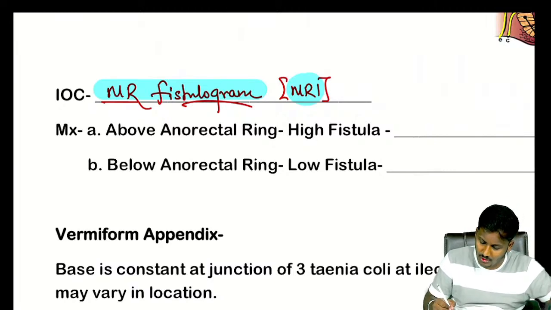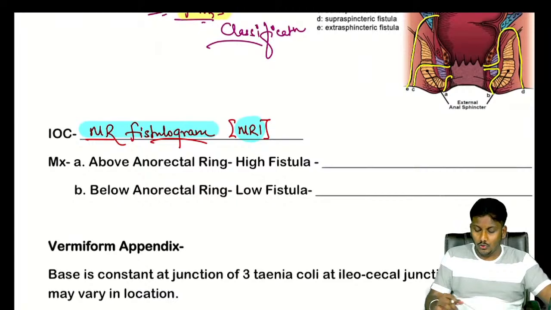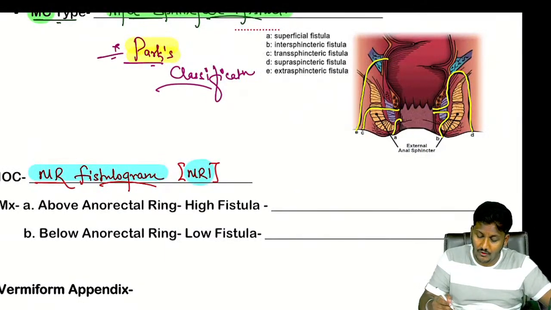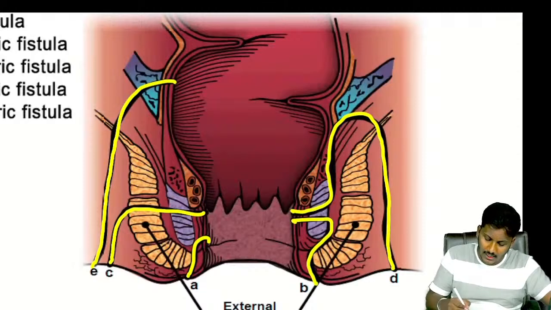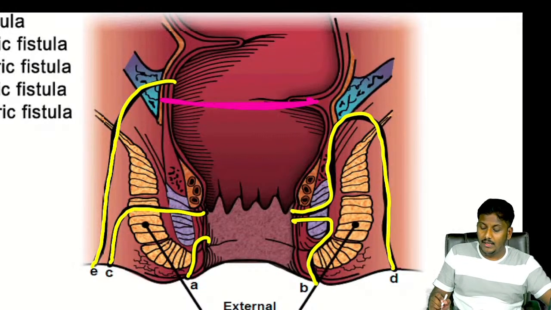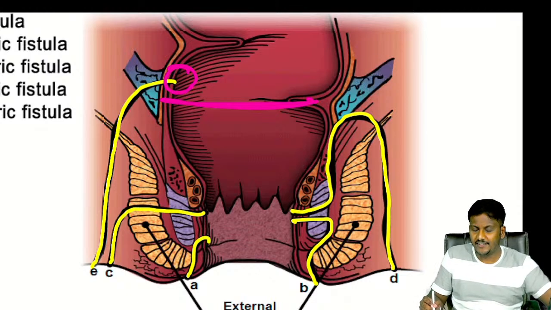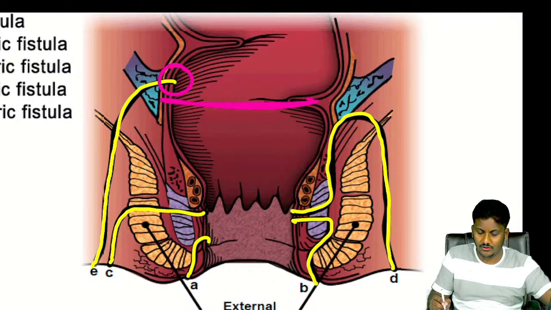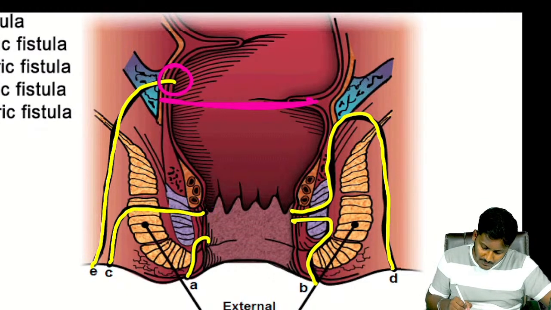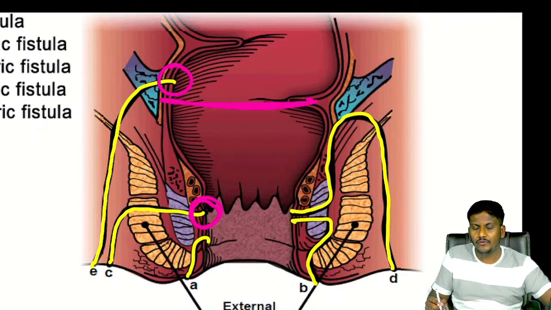Now lastly, if I talk about the treatment, do remember that we first have to classify the fistulas into two types for the purpose of treatment. Now what is this classification? Easy. Understand, this is the anorectal ring. Any fistula that opens above the anorectal ring will be called a high fistula. Any fistula which opens below the anorectal ring is known as a low fistula.